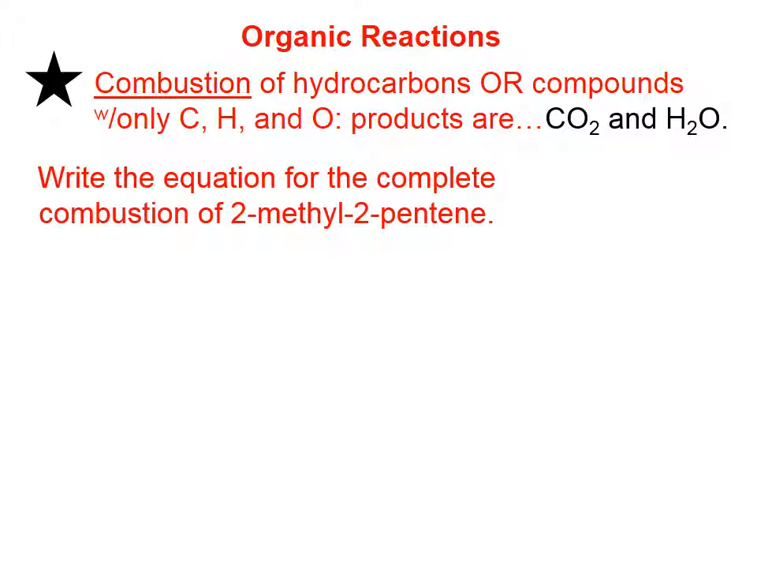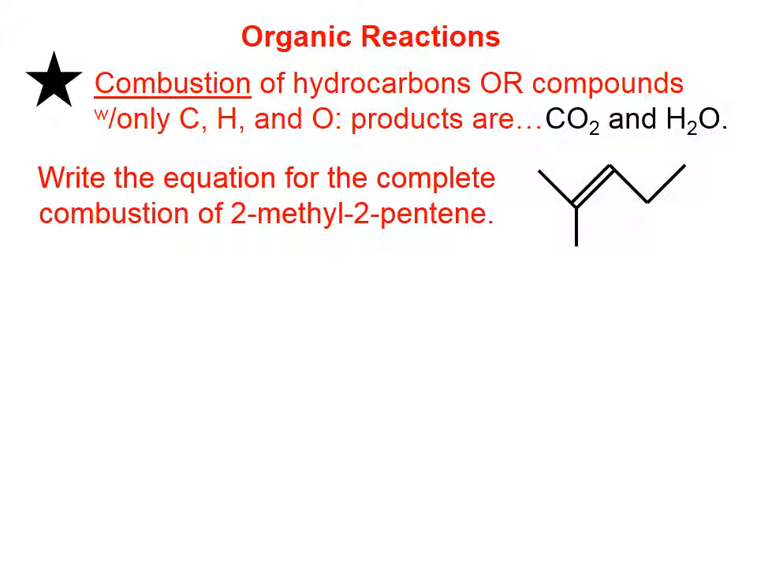Well, first, let's draw the structure of 2-methyl-2-pentene. Here we have 5 carbons in a chain, and beginning with carbon number 2, we have the double bond indicated by the -ene suffix. And then, off of carbon number 2, we also have a methyl group. There's our structure. Now what we need to do is count up the atoms on that, and then use the equation to show a combustion reaction.